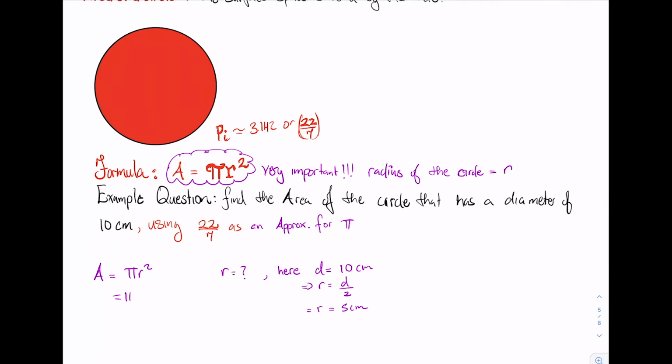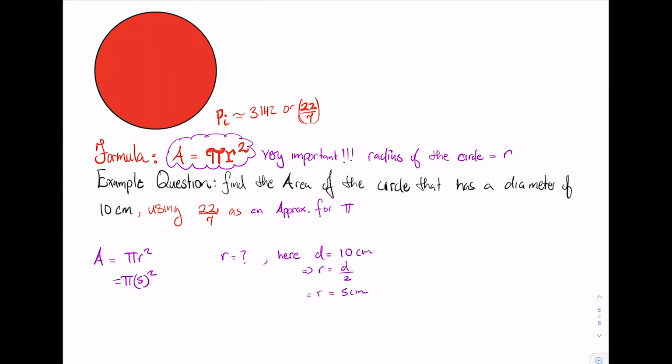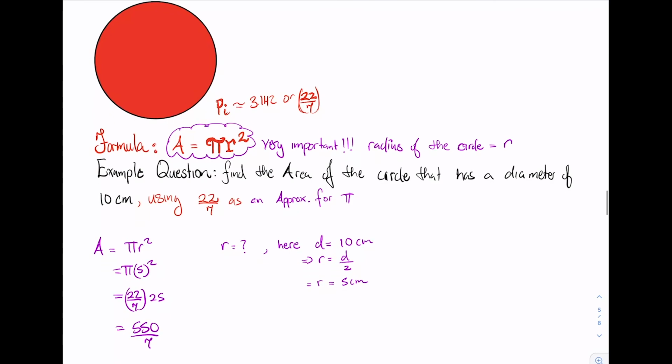So now we can go back to say, okay, pi times 5 squared is equal to our area. And since we're taking 22/7 as our value for pi, here I insert 22/7 times 25. I go over to my calculator and I plug this in, and my calculator gives me 550 divided by 7, which could be simplified as 78.57. Notice my units must be centimeters squared.